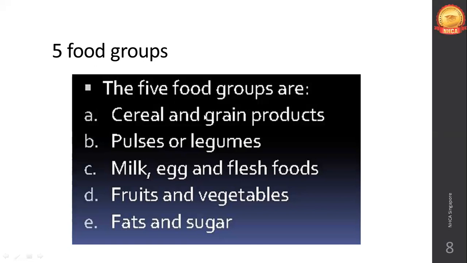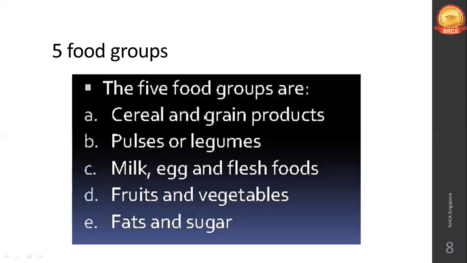Then we have pulses or legumes. All your black gram, moong dal, green gram, rajma. All the lentils, peas, cowpeas, chickpeas, soya beans, all types of beans come under pulses and legumes. Milk and milk products, and for non-vegetarians, flesh food also comes under the third group. For vegetarians, it's the milk products; for lacto-ovo vegetarians, milk and egg products; and for non-vegetarians, all these categories come under the third food group.